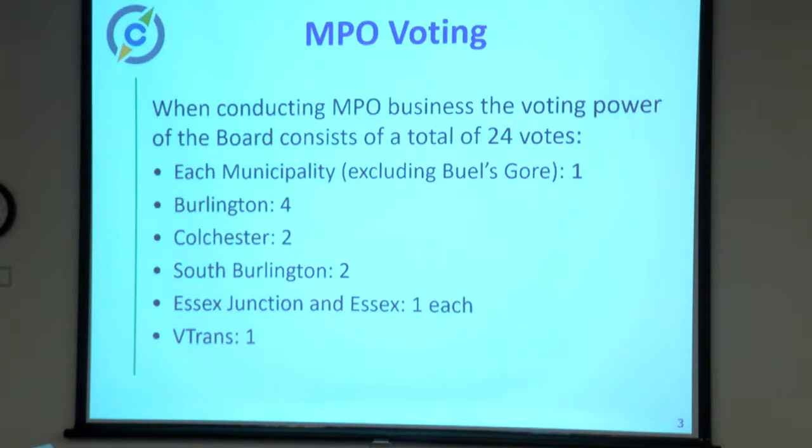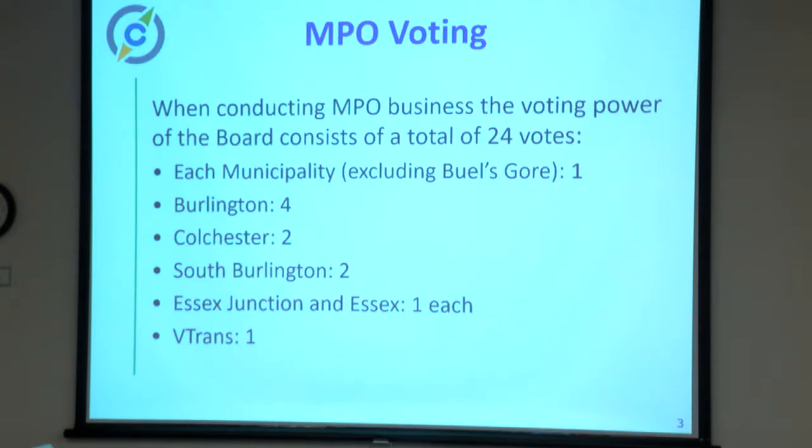So the nitty-gritty about the MPO. When this board conducts MPO business, the voting power is 24 votes. Each municipality has one vote, except Buell's Gore, for MPO business. Except Burlington, that has four, Colchester has two, and South Burlington has two. Winooski also has one vote, and that is based on population, our voting power and the weights that we have. And Essex essentially has two, but it's split between the two.